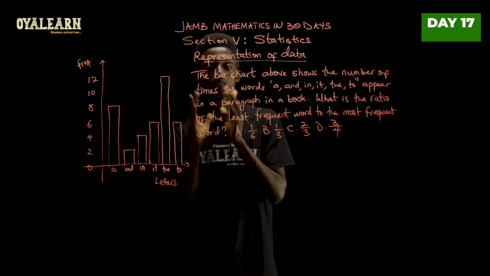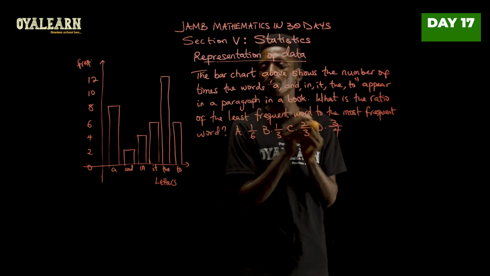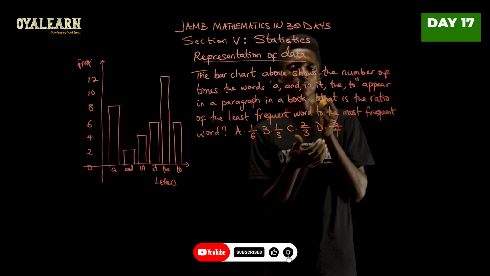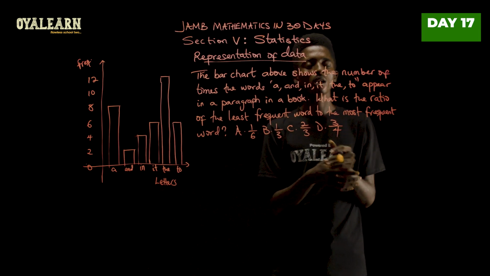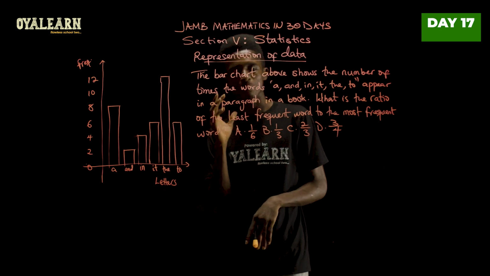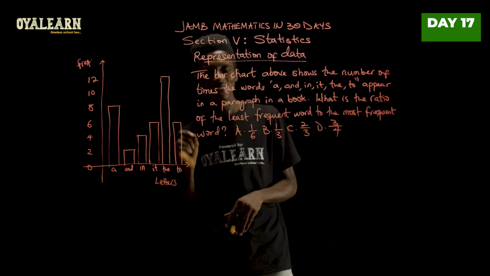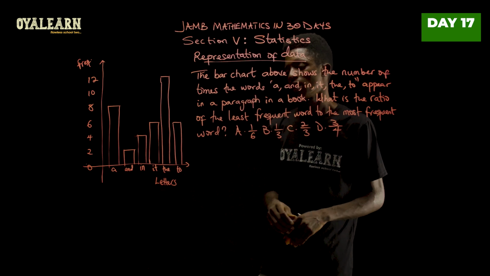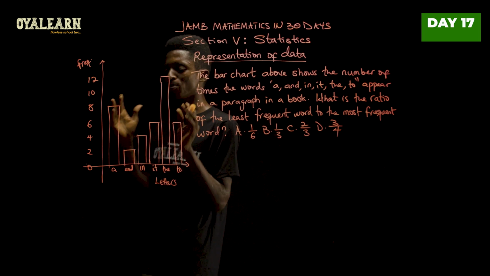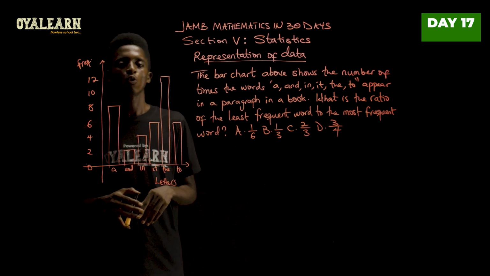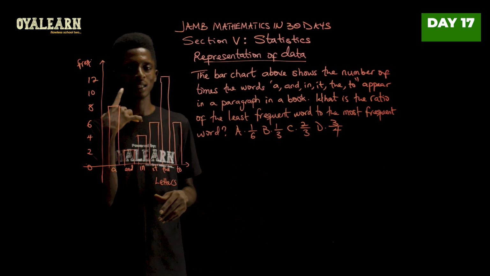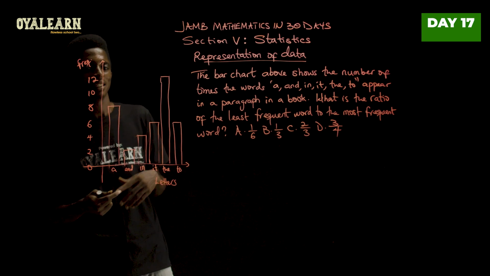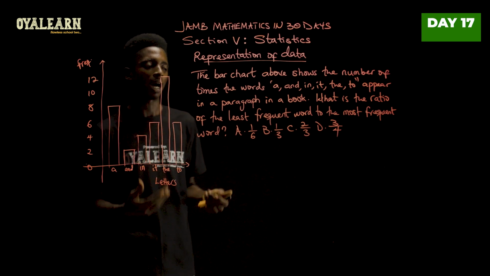This question says, the bar chart above shows the number of times the words a, and, in, it, the, to appear in a paragraph in a book. What is the ratio of the least frequent word to the most frequent word? So we're going to take a look at this bar chart, and then we'll make a ratio, that is the least frequent word, number of times it appears, over the number of times the highest used word appears.